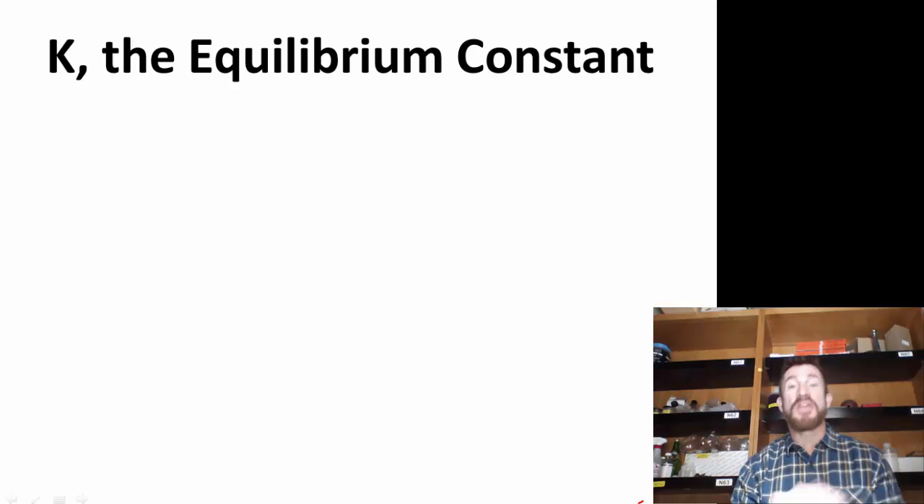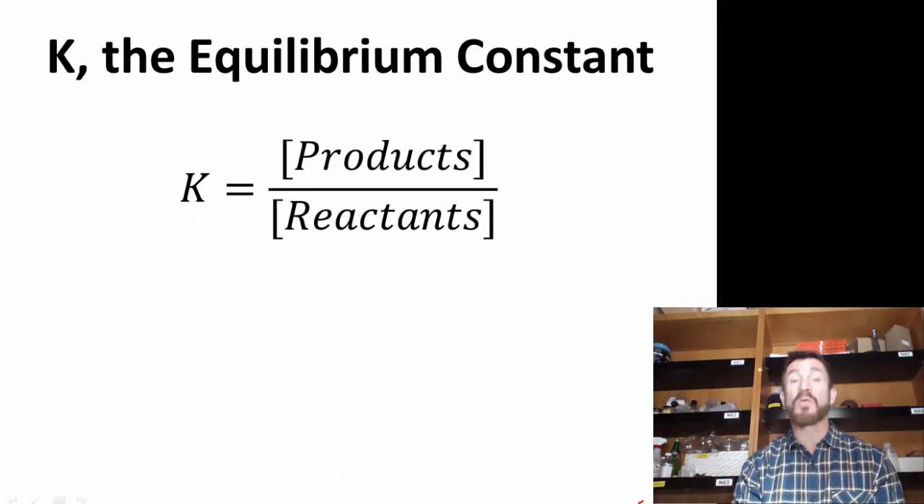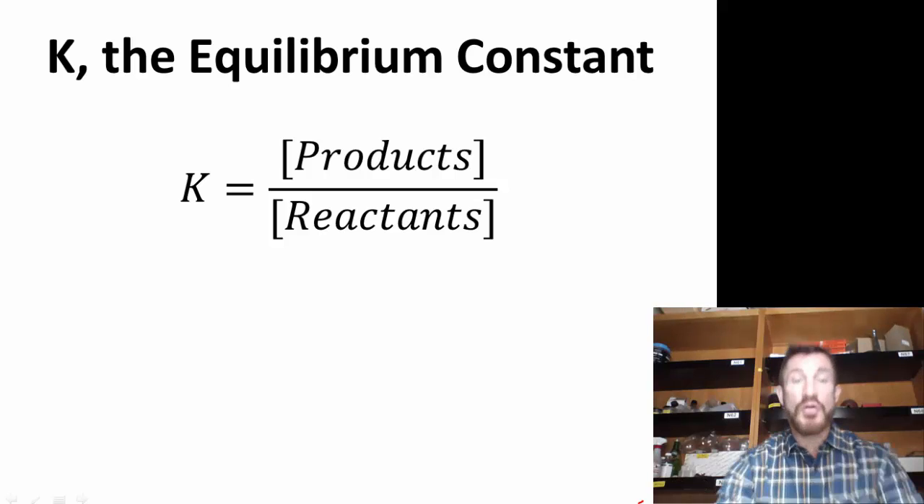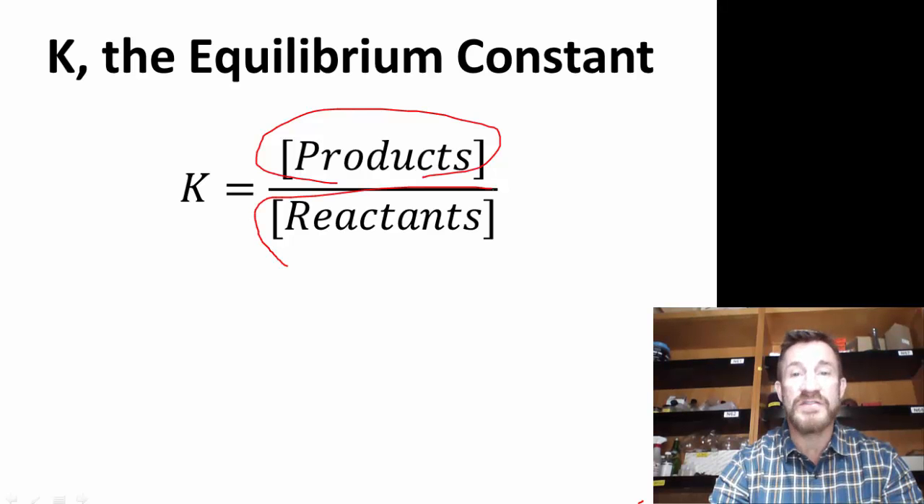K, the equilibrium constant. What is K? You should know that K is simply a ratio of the concentration of products over the concentration of reactants. If you have a large K, you have more products. If you have a small K, you have more reactants.